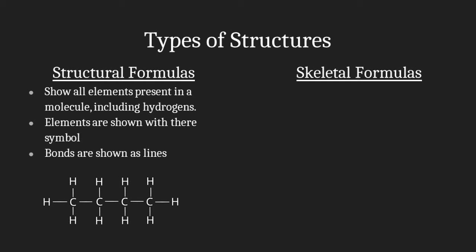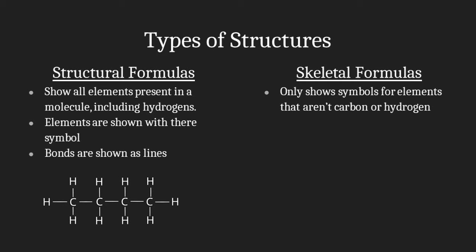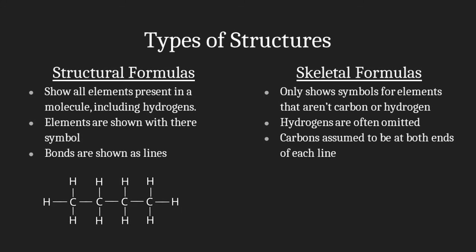The other type is slightly less straightforward, and those are skeletal formulas. This only shows the symbols for elements that aren't carbon or hydrogen, and the hydrogens are often omitted unless they need to be drawn to show something in particular. And the carbon is assumed to be shown at the end of each line. So if we look at the structure below, there's a carbon at each of the points and on the ends of the molecule, represented by the yellow dots. We don't write those out as carbons because they're assumed to be, and it's assumed that there's hydrogens attached to those carbons.